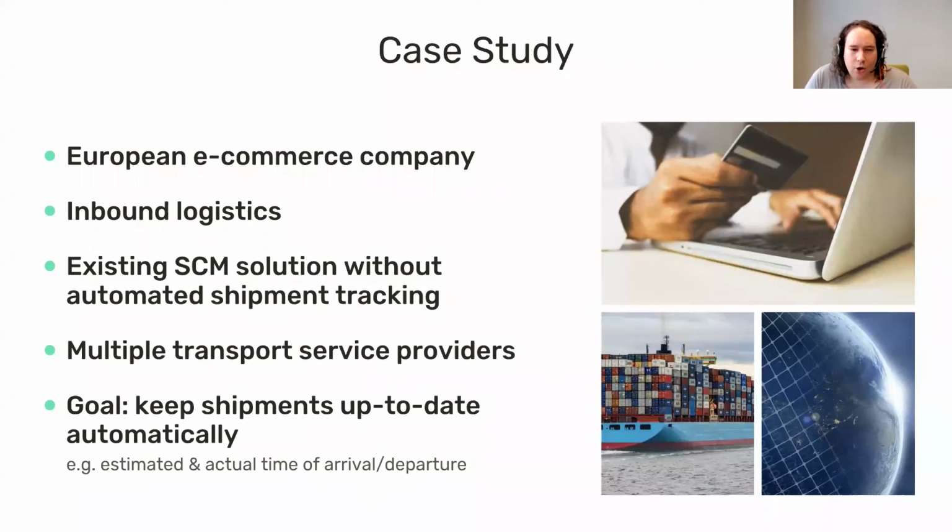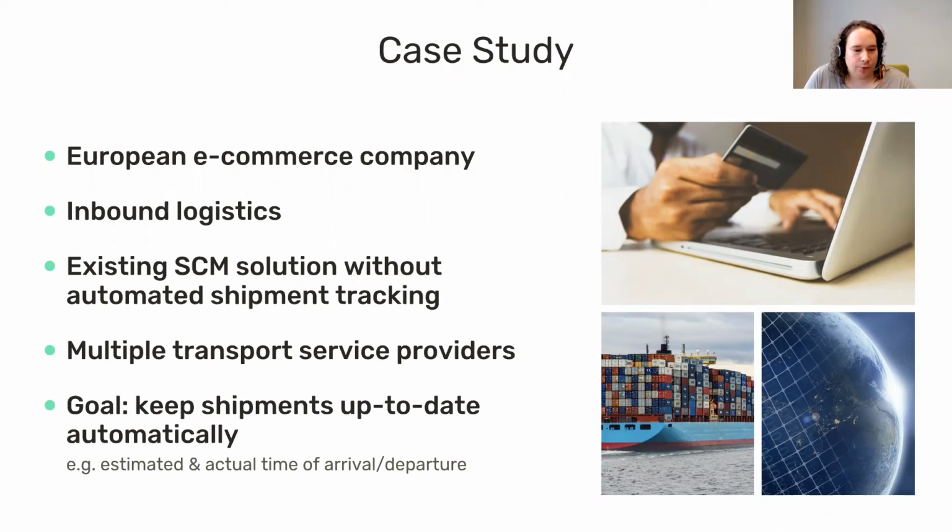The customer already has a supply chain management solution in place, but this solution doesn't have any tracking, so they don't really know where their containers or shipments are. They also use multiple transport service providers and are dependent on these providers to keep the shipments in their system up to date. So they also don't really know when something arrives or not, and are reliant on these transport service providers to provide this data.